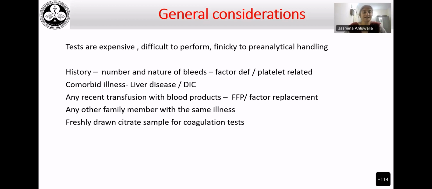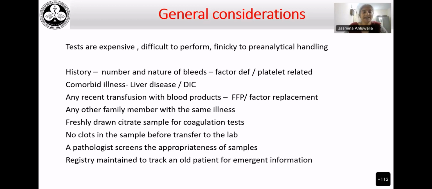We need a freshly drawn citrate sample for coagulation tests, and samples which have been stored overnight in fridges, etc., are not really preferred because they may activate certain factors, and some of the labile factors and short-lived factors may decrease over time. So it's good to have a freshly drawn citrate sample if we are looking for a bleeding disorder. There must be no clots in the sample before transfer to the lab, because this will consume some of the clotting factors and hence cause an abnormal prolongation or shortening of the clotting times.